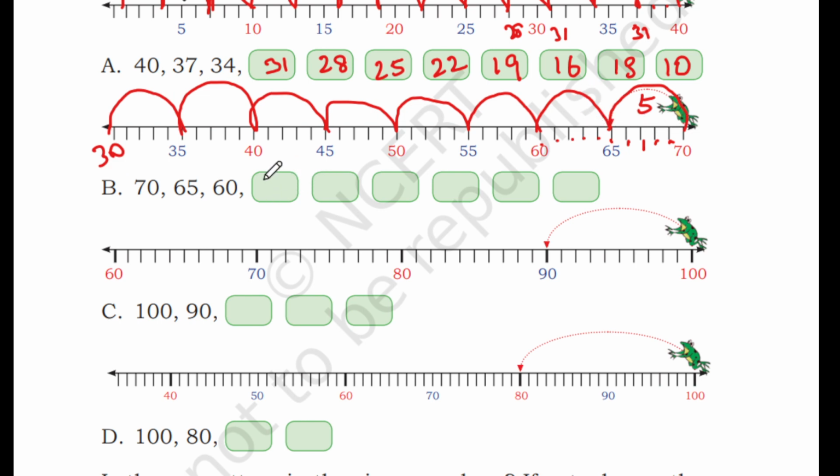All right. So if you fill this out, 70, 65, 60, we have 55, 50, 45, 40, then 35, we have 30. Okay, easy. If you read like this, you will get the answers. So 30, 35, 40, 45, 50, 55, 60, 65, 70. Okay. Likewise, we are doing a backward jump.